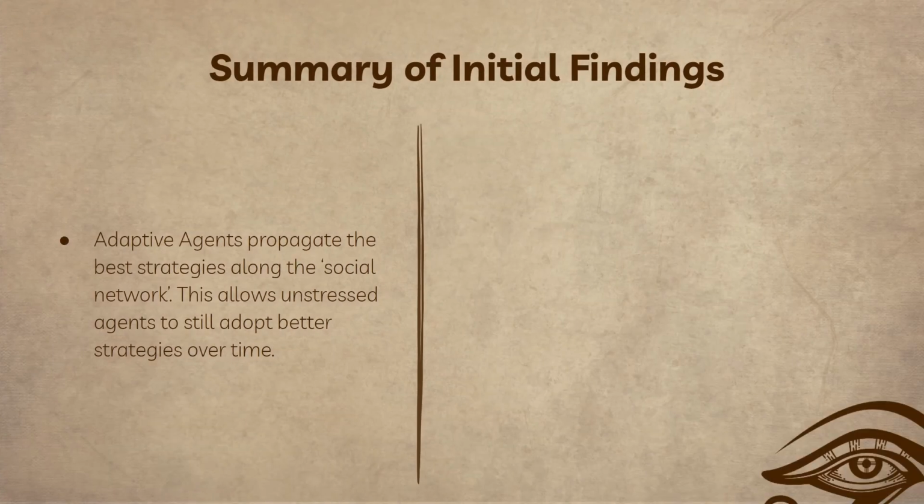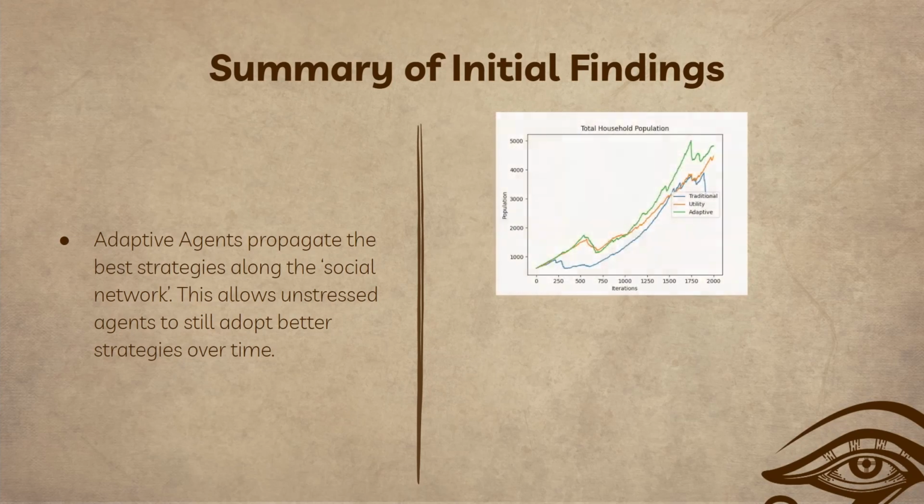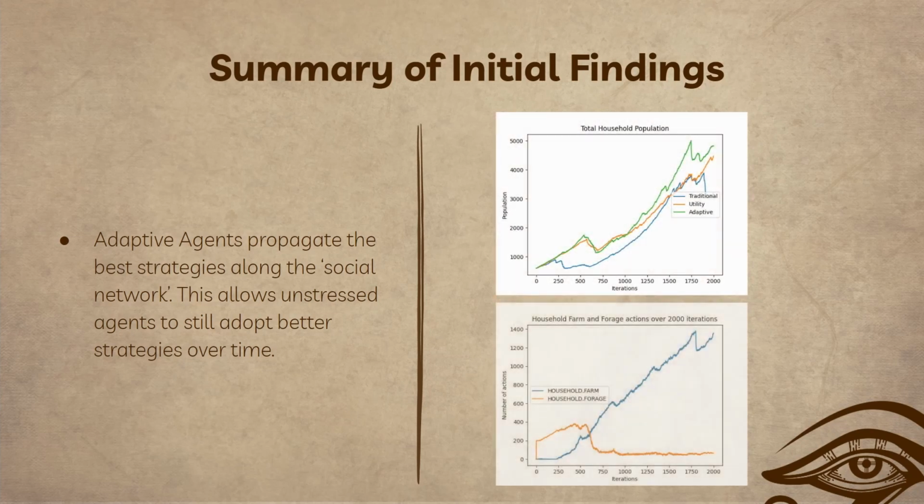Moving on to our adaptive agents, you can see that they, again in general, outperform both the traditional and utility agents. This is largely due to their ability to propagate the best strategies, in this case farming, along the social network to unstressed individuals. Though it is true that we still need to finish our data collection, we are hopeful that this trend continues for all of our scenarios.